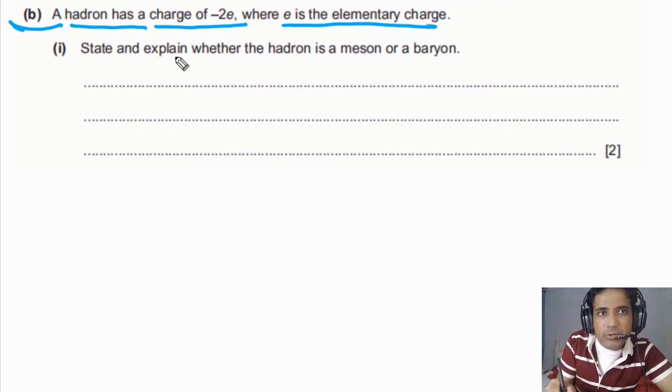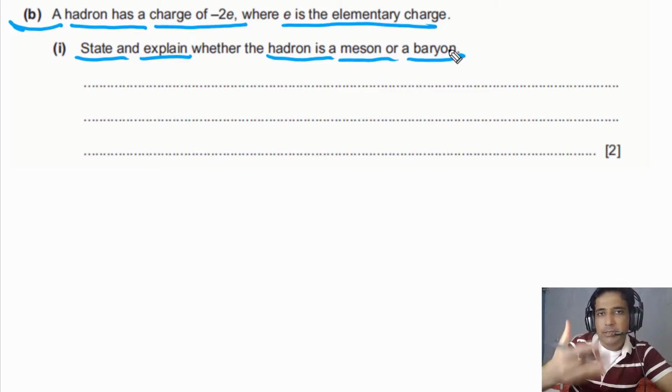For part B, it is given to us a hadron has a charge of -2e. E is the elementary charge, and we need to state and explain whether the hadron is a meson or a baryon. So we need to state and then we need to explain.